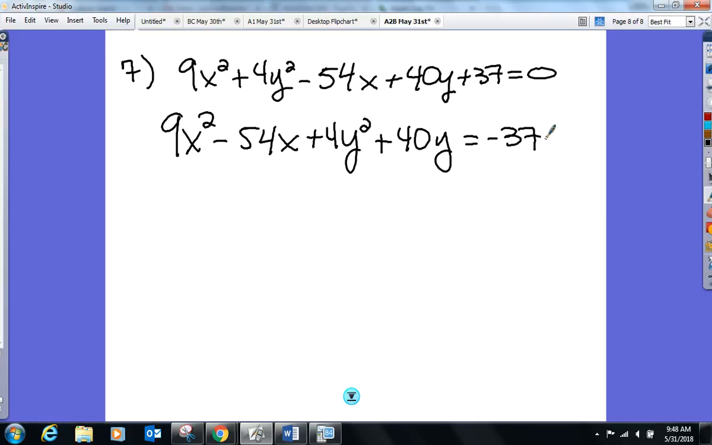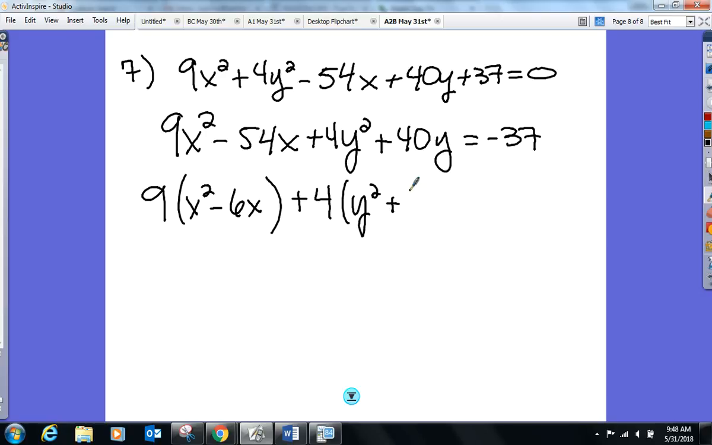Number GCF. What would you guys like me to take out first of the x's? 9. Okay. If you do take out a 9, what are you going to be left with? Don't forget the x. What would you guys like to take out of the y's? y squared plus 10y equal to negative 37.